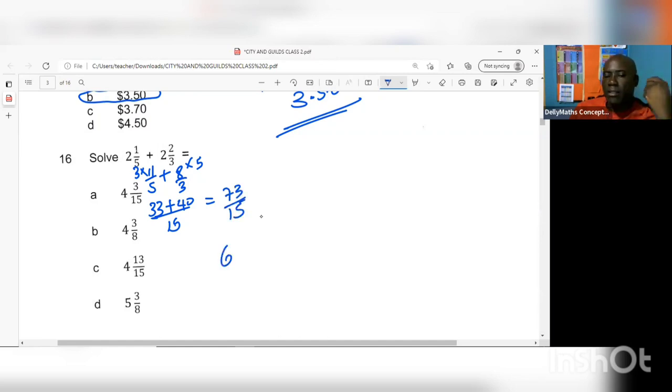15 into that goes 6 times, and 15 into this 4 times. Hold on. 4 times, that is 60, and remainder 13 over 15. So we're looking at that.